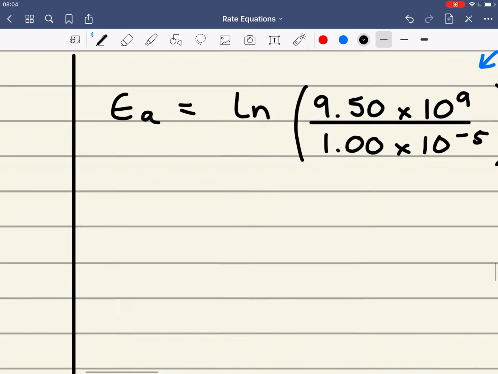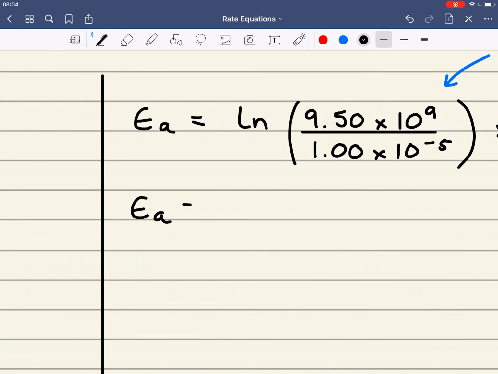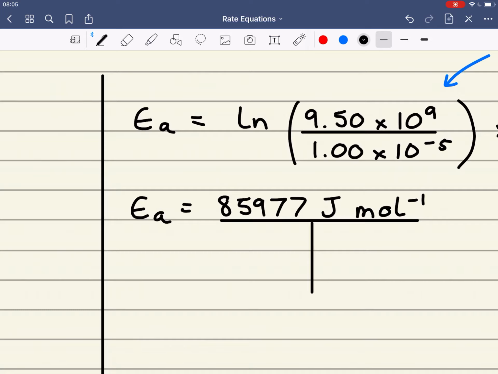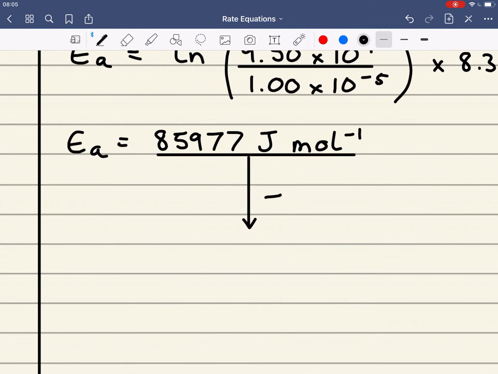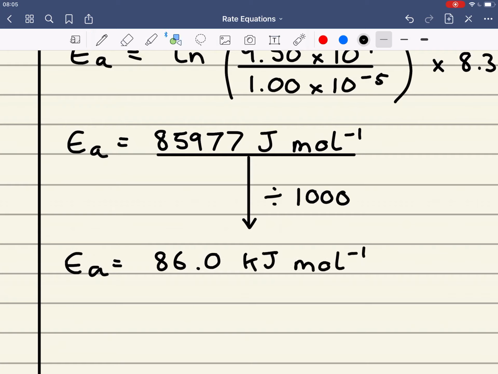So when you do this, you get an activation energy of 85977 joules per mole, and we've got quite a big number there, so we normally would convert that into kilojoules per mole, so we could divide that by 1,000. That gives us an activation energy of, to three significant figures, 86 kilojoules per mole. That would be my answer.